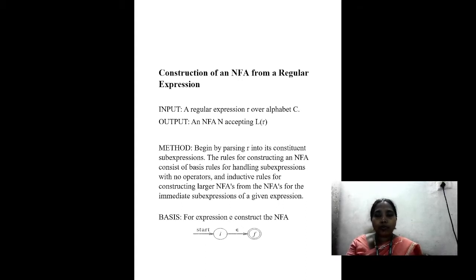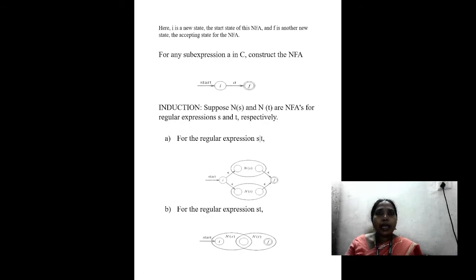This is the first step. Here, I is a new state, the start state of this NFA, and F is another new state, the accepting state for the NFA. So, this is the basis for all regular expressions. Now, let us see the second one. For any sub-expression a in sigma, construct the NFA. So, the base is this.